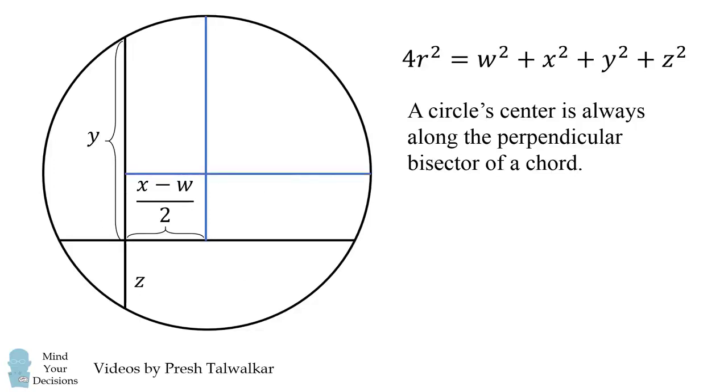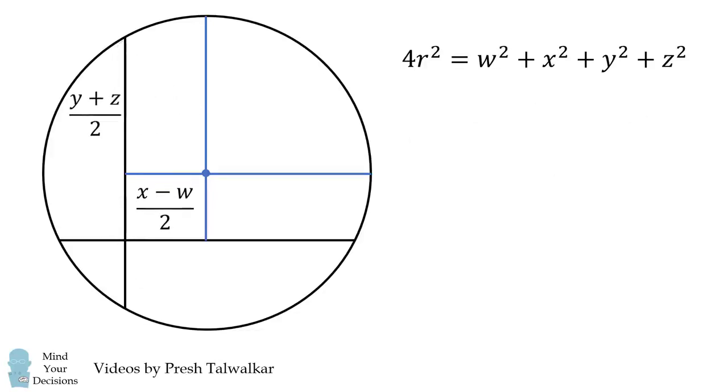Now let's draw the perpendicular bisector of this vertical chord. It'll be something like this. So now let's label some points. First of all, this will be the center of the circle because it's where the two perpendicular bisectors meet. Next, we want to figure out this length, and that'll be half of the chord. So it'll be Y plus Z all over 2. We now have the necessary ingredients to solve for the radius.